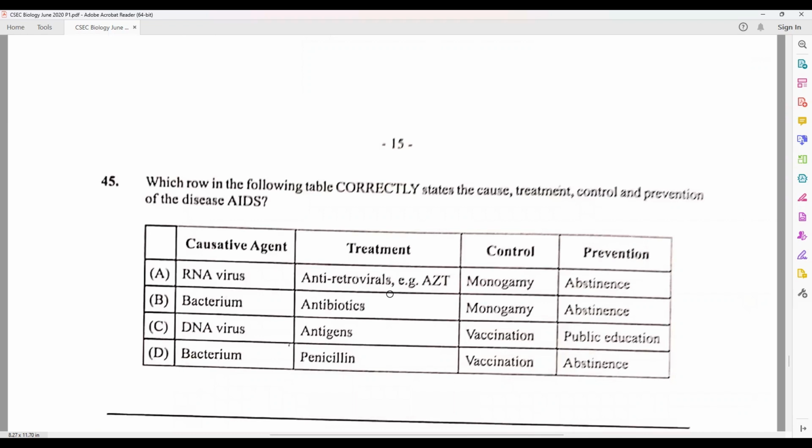Which row in the following table correctly states the cause, treatment, control, and prevention of the disease AIDS? And the cause, we know it is a virus, an RNA virus. The treatment, you know, antiretroviral drugs. You know, the control is being faithful, and the prevention is abstinence. So A lines up perfectly for us.